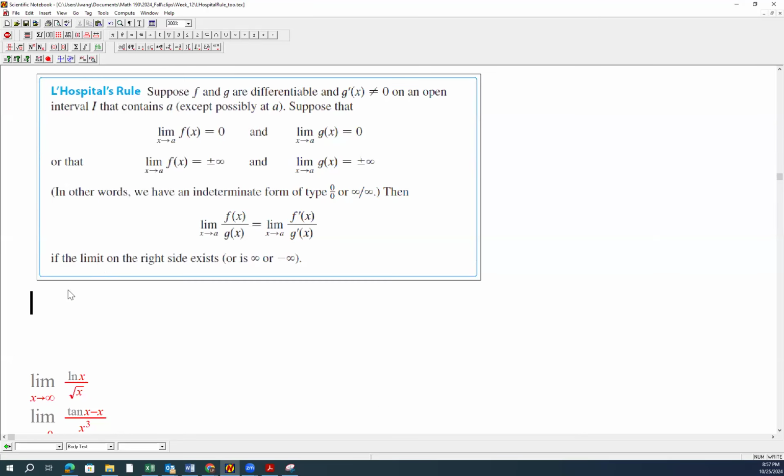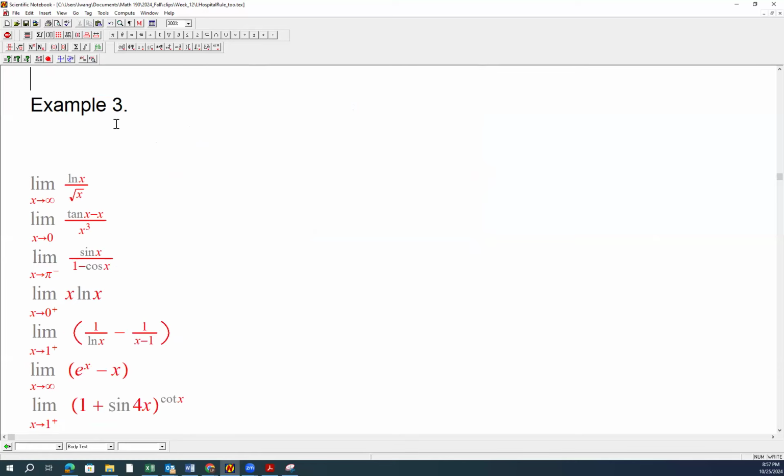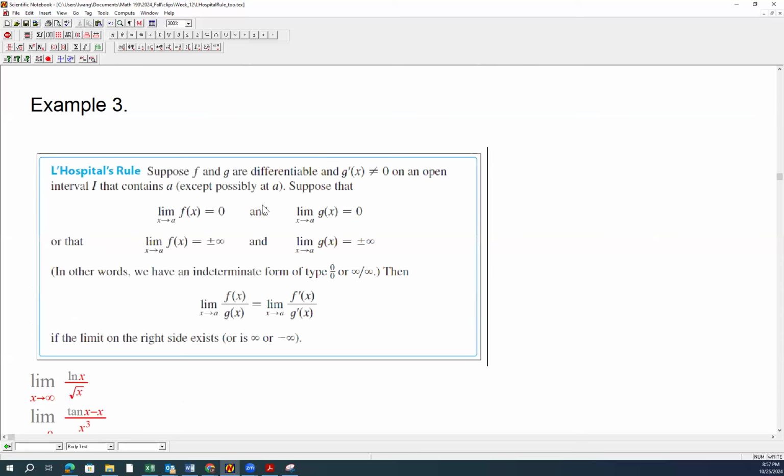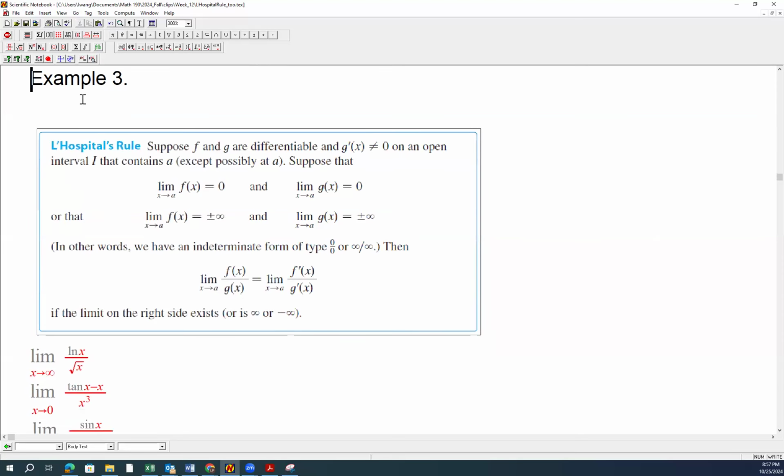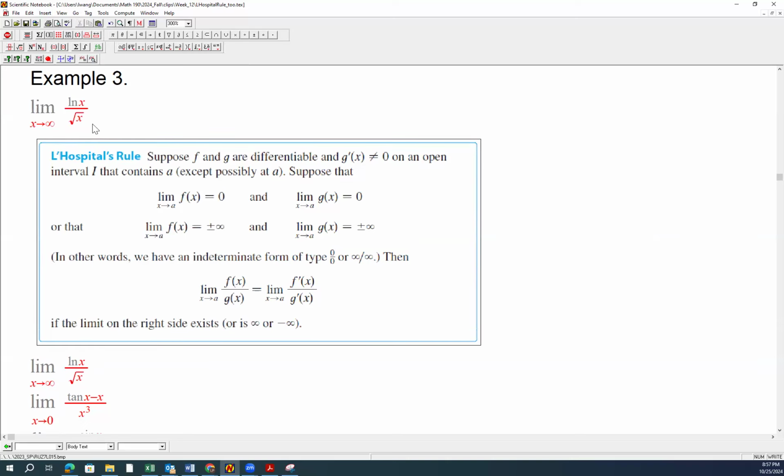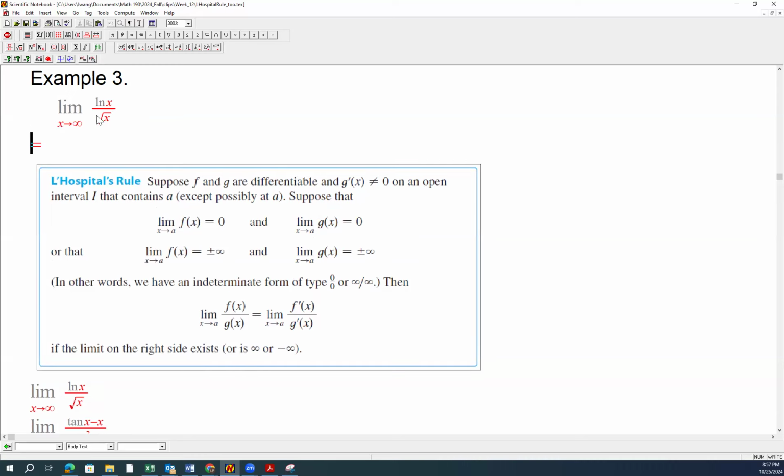Next, let's look at example number 3. By this time, in some cases, I'm just going to say it. We're going to take the limit as x approaches infinity. In this particular situation, we have a numerator and a denominator. When x approaches infinity, ln x approaches infinity for sure. As x approaches infinity, root x approaches infinity. So we have an infinity over infinity case. So we can take the derivative.